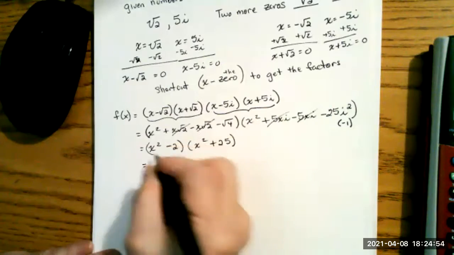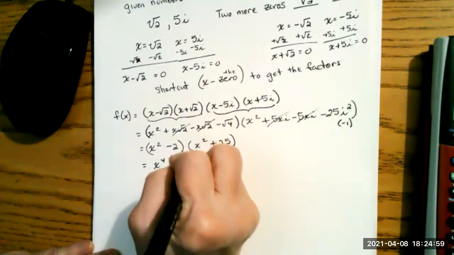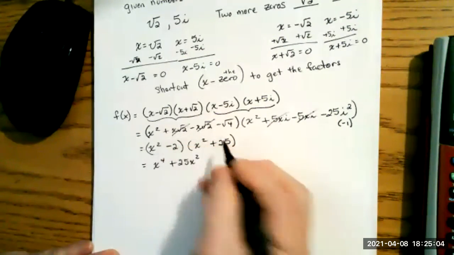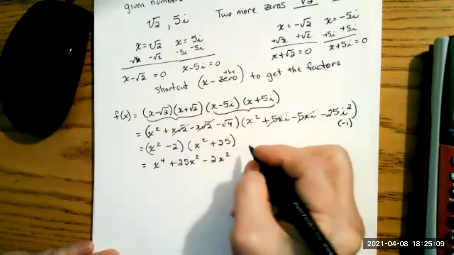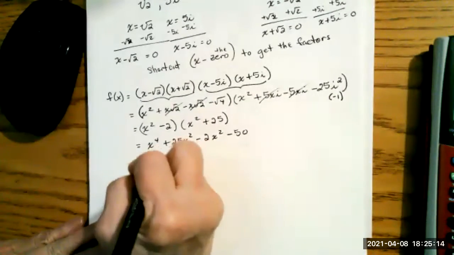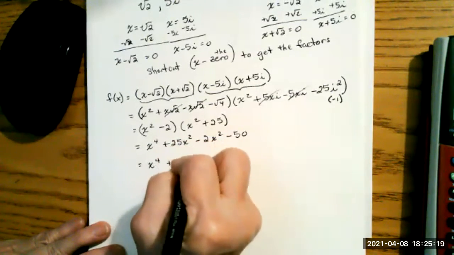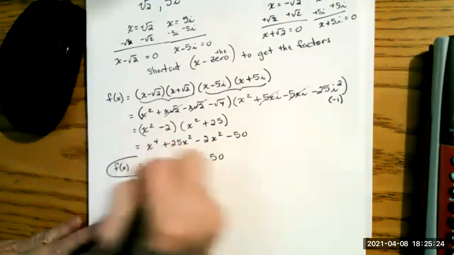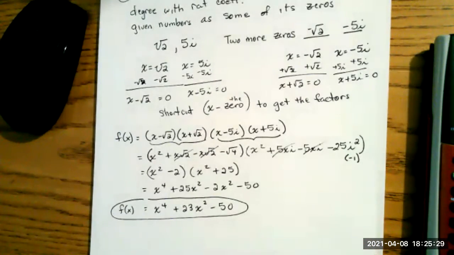Okay, now then all I have to do is multiply these. We get x to the 4th plus 25x squared, x squared times x squared times 25. Then I have a minus 2x squared when I multiply by the negative 2, and to negative 50. Now 2 of these in the middle will combine, and we'll get 23x squared minus 50. And there is our answer for this problem. Any questions on it?